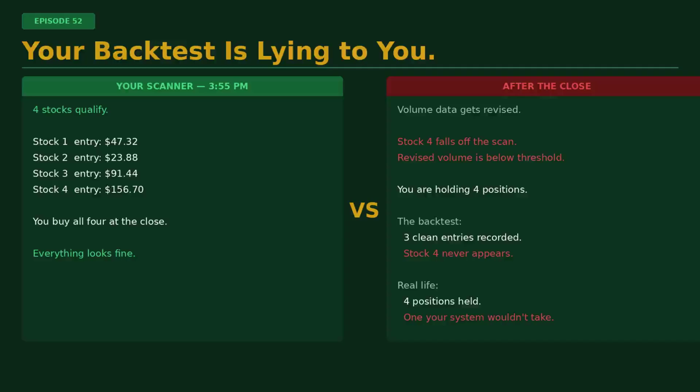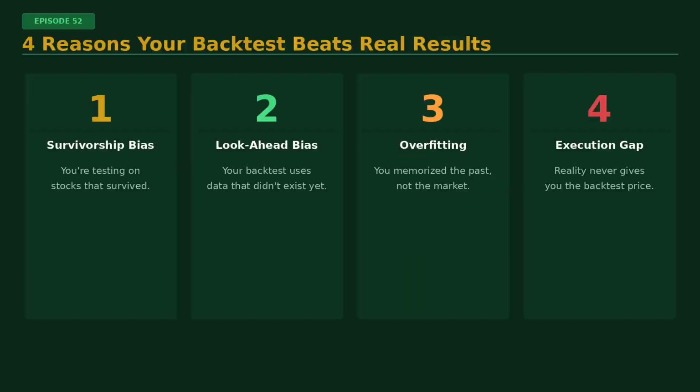This is why backtesting almost always beats live execution. And it's not the reason most people think. There are 4 reasons your backtest looks better than your actual results. Reason 1, survivorship bias. Reason 2, look-ahead bias. Reason 3, overfitting. Reason 4, the execution gap. Let's go through each one.